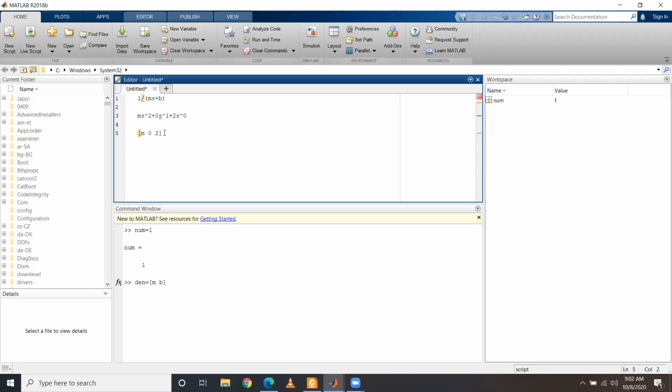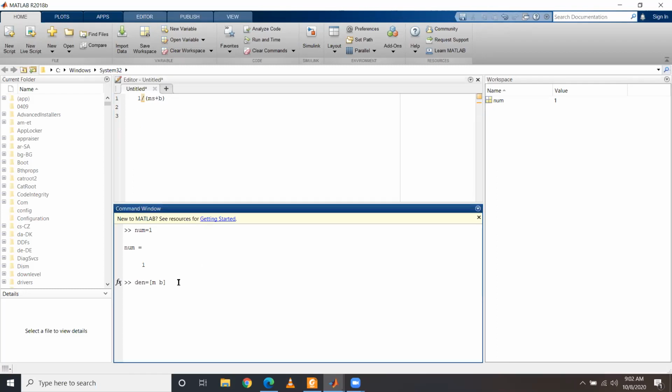You have to consider all of them. You cannot skip one S power. You have to consider all of them in decreasing order. You don't have to consider the upper ones like S cube, S to the power four. You just have to start at the highest power and then go backwards, but you have to consider all of them, right? So this should be M, 0, 2.